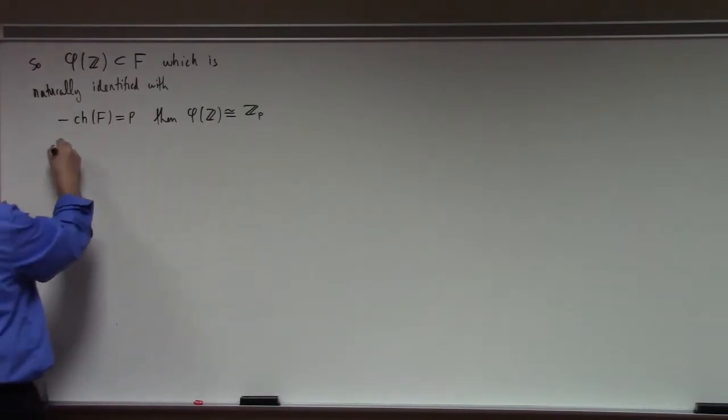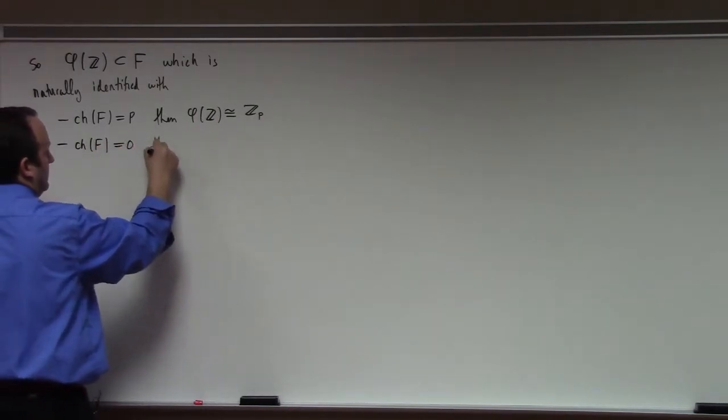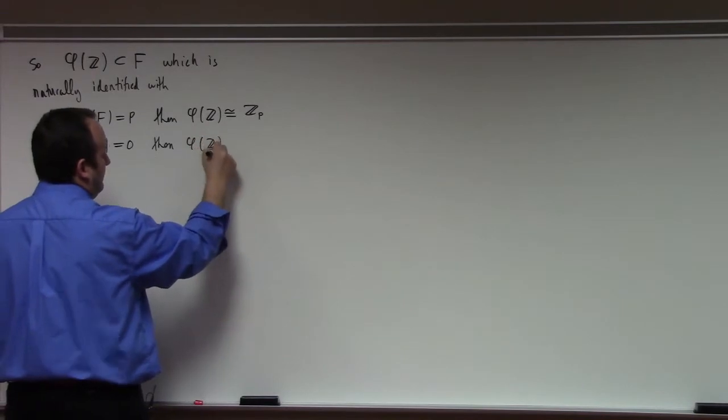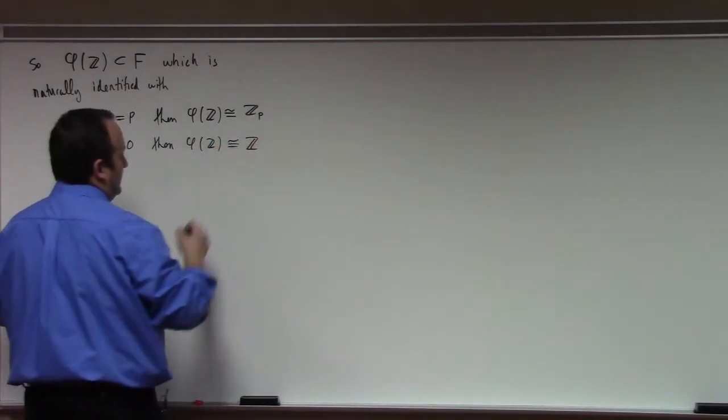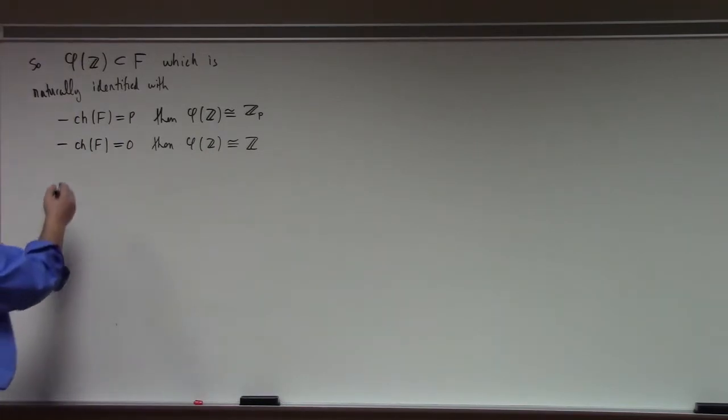On the other hand, if the characteristic of the field is 0, then the image under phi of Z is, up to isomorphism, a copy of the integers, right? So every field either has a copy of Z mod p in it, or it has a copy of Z in it by just repeated addition and repeated subtraction of the identity in the field. Either the identity gets back to where it starts, in which case you have a finite characteristic, or it doesn't, you have characteristic 0. Either way, these are your choices. One of these or the other. But then we can build the field of fractions.